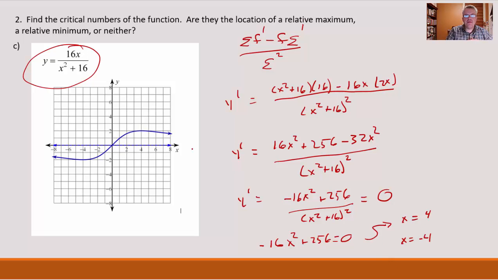Alright, so you can use your TI-89 for that. These are points where the derivative is 0, and they have horizontal tangents. So x equals 4, kind of hard to see here. It's a very gentle kind of peak there. But x equals 4 would be a relative max. And -4 relative min.